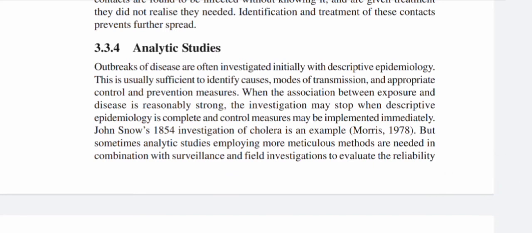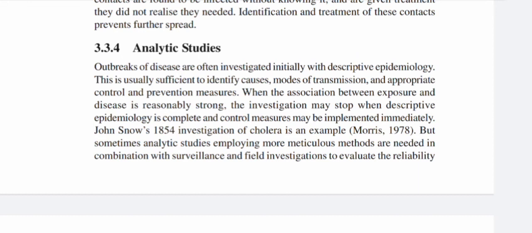Analytic studies. Outbreaks of disease are often investigated initially with descriptive epidemiology. This is usually sufficient to identify cases, modes of transmission, and appropriate control and prevention measures. When the association between exposure and disease is reasonably strong, the investigation may stop when descriptive epidemiology is complete and control measures may be implemented immediately. John Snow's 1854 investigation of cholera is an example. Morris, 1978, who said about that.